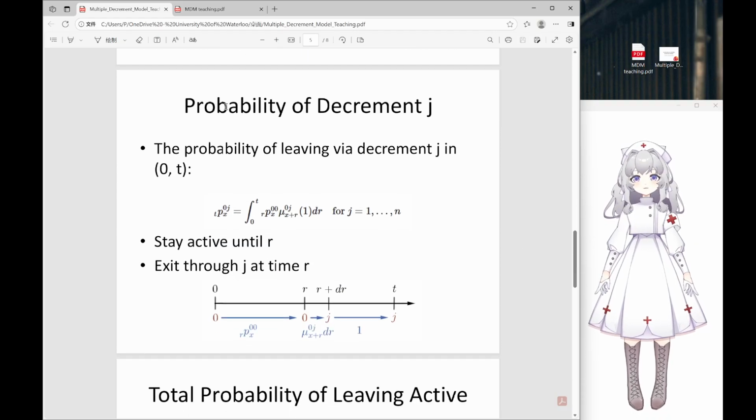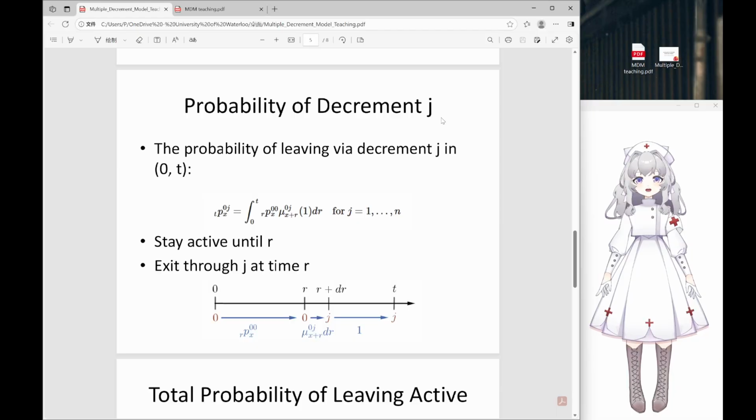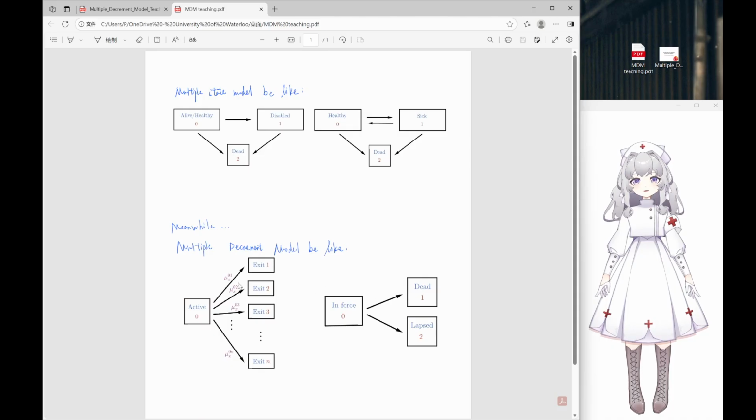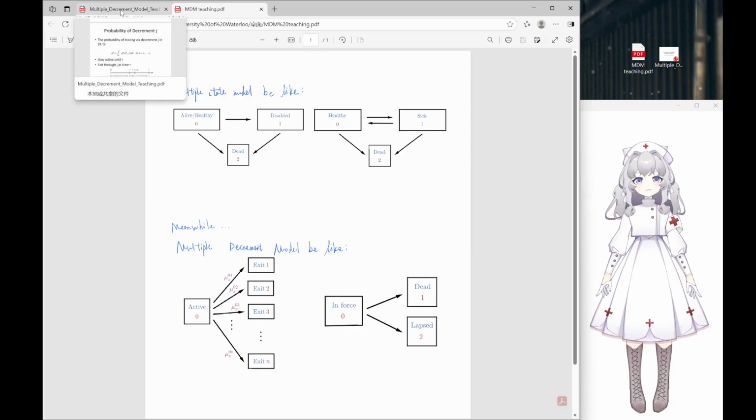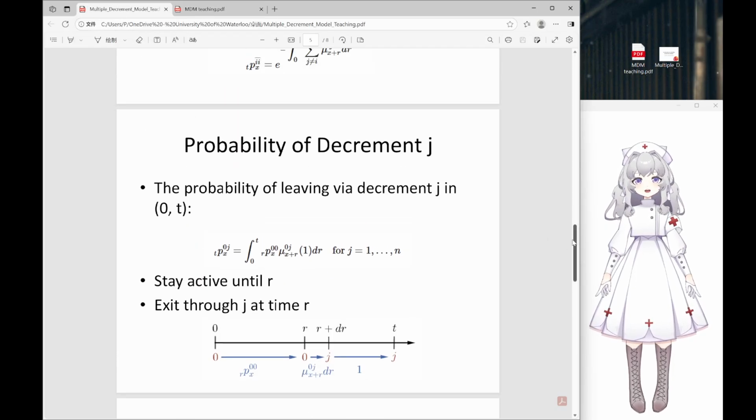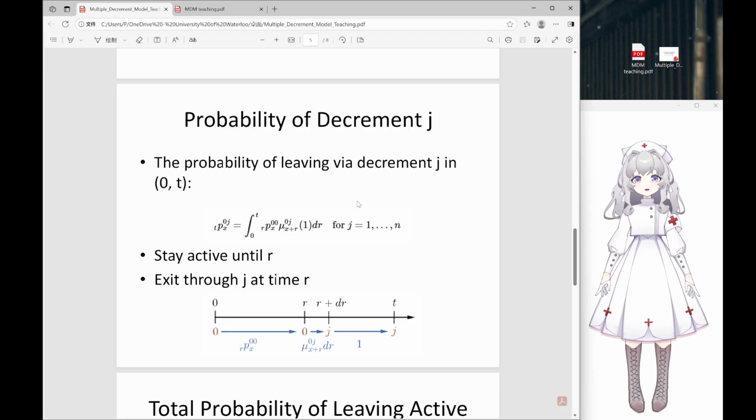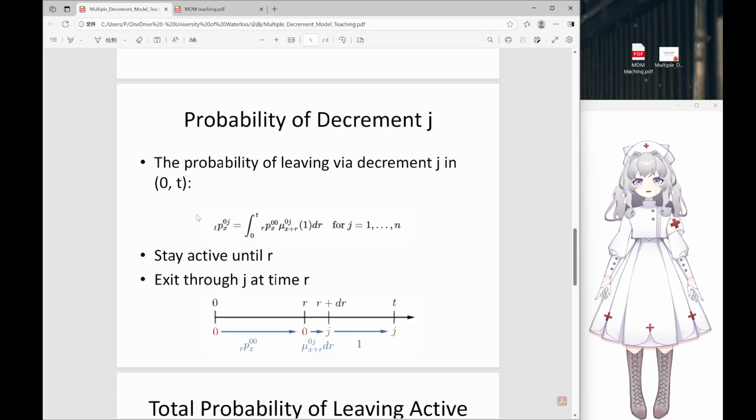Then we come to the probability of decrement j, which means we calculate the probability from active to exit j. This is very, very important, since this is the main part of what we want to calculate in the EPV. Let's see, the formula is like this.